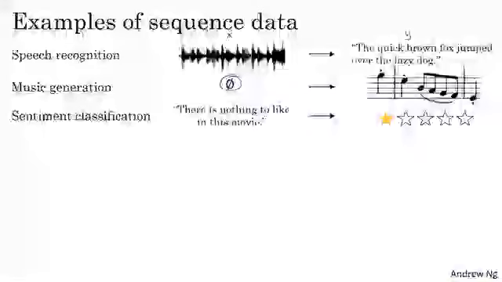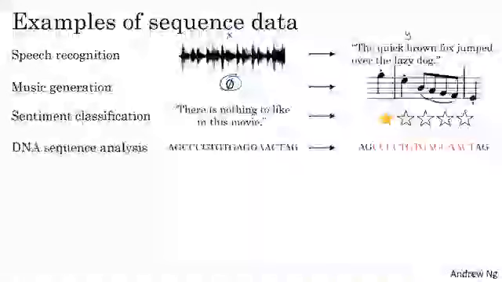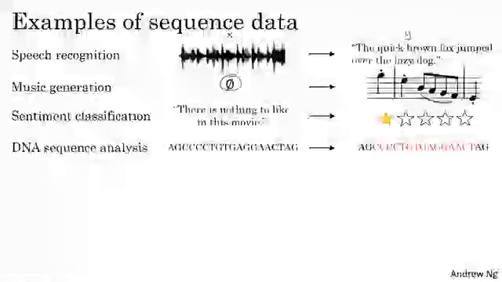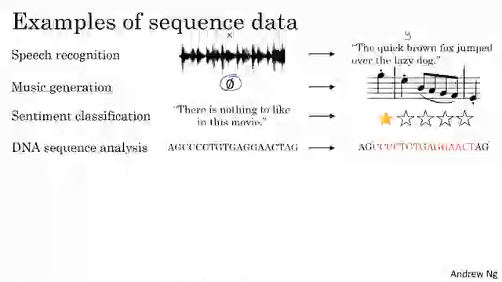In sentiment classification, the input X is a sequence. So given an input phrase like, "There's nothing to like in this movie," how many stars do you think this review would be? Sequence models are also very useful for DNA sequence analysis. So your DNA is represented via the four alphabets A, C, G, and T. And so given a DNA sequence, can you label which part of this DNA sequence, say, corresponds to a protein?